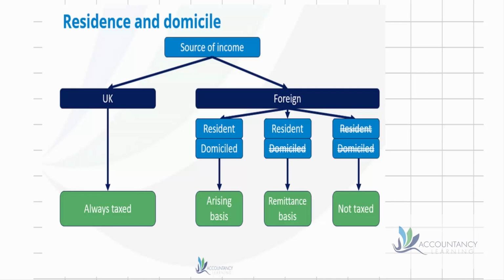However, if we look at the middle column there, if we are resident but not domiciled, then we have the choice of whether we want to use the arising basis or the remittance basis. And it's quite likely that we're going to use the remittance basis, which means that we'd only pay tax if we bring that income into the United Kingdom. So if we earn that income abroad and it stays abroad, then we don't have to pay the tax on that. And then finally, if we are neither resident nor domiciled, then that foreign income is not taxed in the UK.